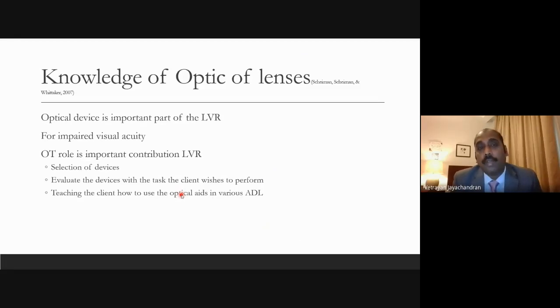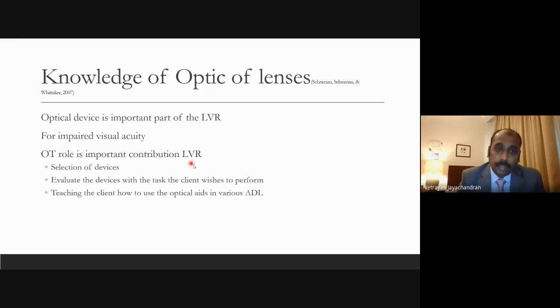Another important thing we have to know about is the physics of the optics of the lenses, because when the optometrist is suggesting the low vision devices for our patients, we have to evaluate whether the devices will be useful for the patients in doing all the daily functional activities. And if you find there is any difficulty for the patient in using this kind of optical device, you can recommend the patient to go for a selection of different devices, or you can suggest to the ophthalmologist or optometrist to talk about the client's problem, how he is facing the problem in using the devices. And you can suggest good optical devices which can be used in various daily life activities.